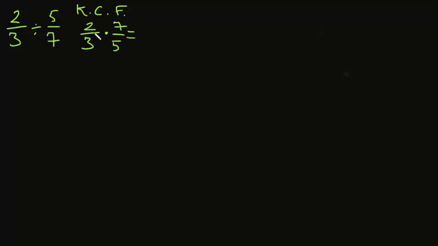Supposing we're given this problem. Take 2/3 and divide it by 5/7. In a case like this, we're usually told, let's use the rule keep, change, flip, which means you keep the first fraction, 2/3, you change from division to multiplication, and you flip the second fraction. So 5/7 becomes 7/5. And when we multiply across, 2 times 7 is 14, and 3 times 5 is 15, and that is the right answer.